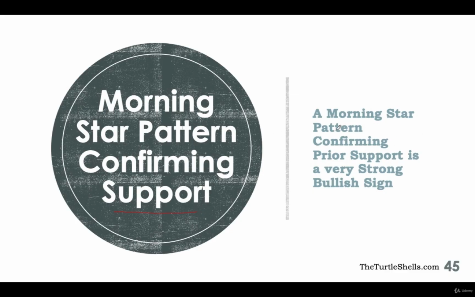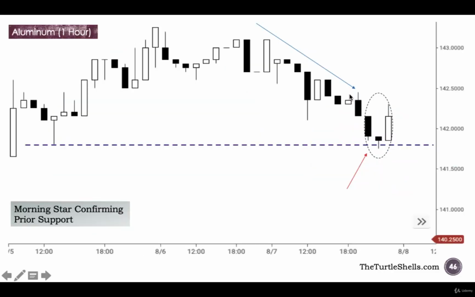So a morning star pattern confirming prior support is a very strong bullish sign, especially for a morning star, which is a 3-candle pattern. So it represents bullishness, then some indecision, and then final victory taken by the bulls in the form of a tall white candle closing above the midpoint of the first long black real body. Okay. So let's have a look at a quick example.